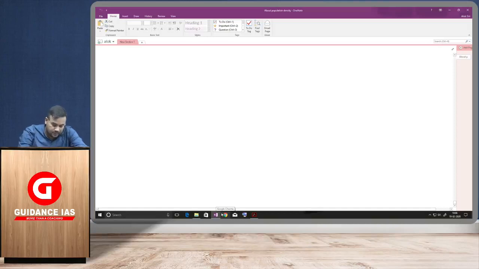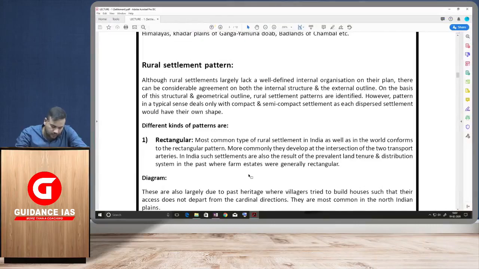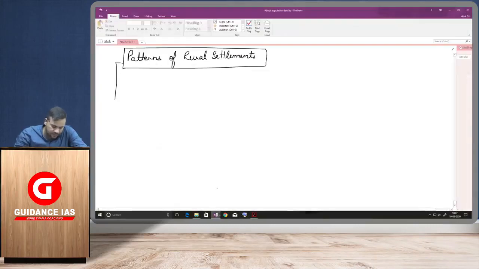Rural settlement. Next we'll be talking about the patterns of rural settlements. The patterns of rural settlement. So if we talk about the patterns of rural settlement, as we have seen, what is the meaning of the term pattern?